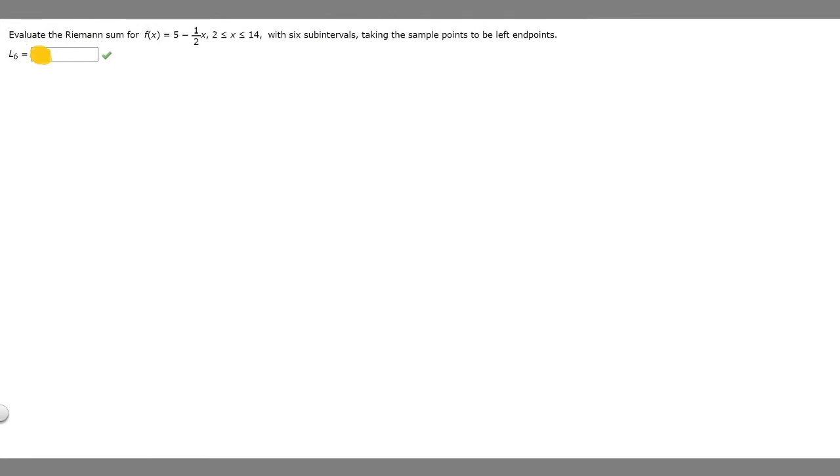So in this problem, we're told to evaluate the Riemann sum for f of x equals 5 minus 1 half times x from 2 to 14 with 6 subintervals. And then we're going to be taking the sample points to be left endpoints. We're trying to find L sub 6.